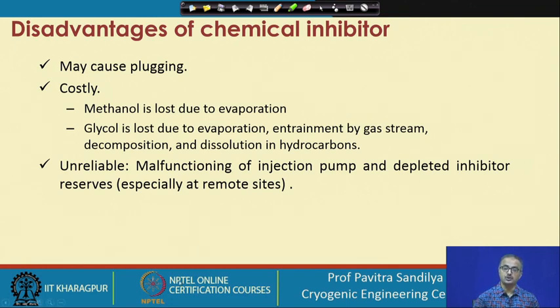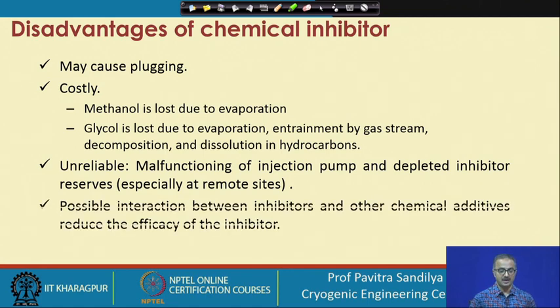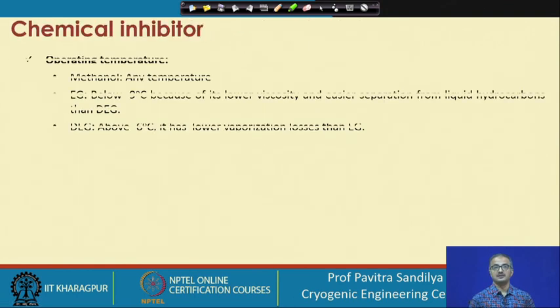And this is especially true if we are operating at a remote site. If we are not able to monitor the process properly, we find that this particular operation by use of chemical inhibitors may not prove reliable, and these inhibitors may react with other chemical additives, and thereby reduce the efficacy of the inhibitor.